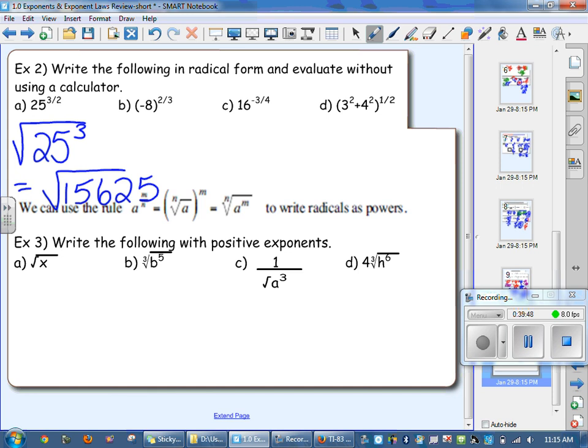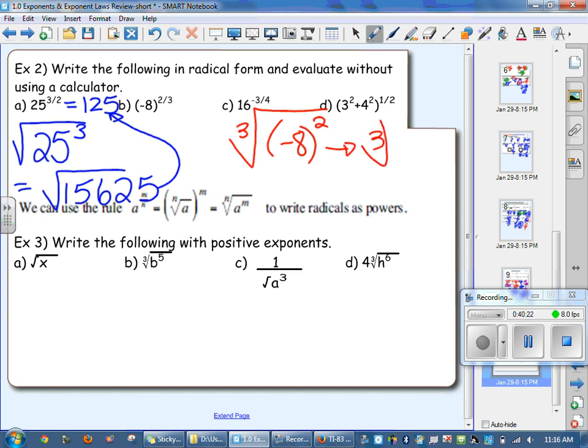Letter B, our base is negative. So what we're going to have is the cube root of negative 8 squared. Negative 8, because it's in brackets, keeps its negative sign. So that means I have two negatives. They become positive. That is the same as saying the cube root of 64, which is 4. So the answer for B is 4. Any confusion so far? Pretty good? Okay, we're going to move on to letter C.